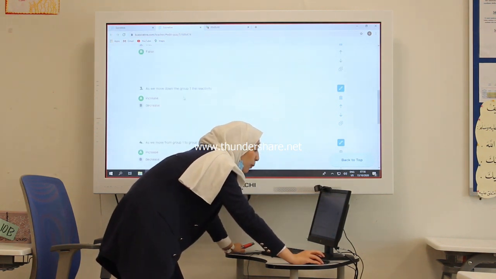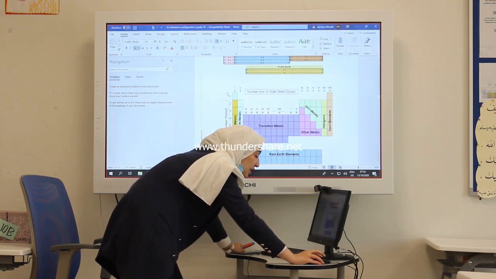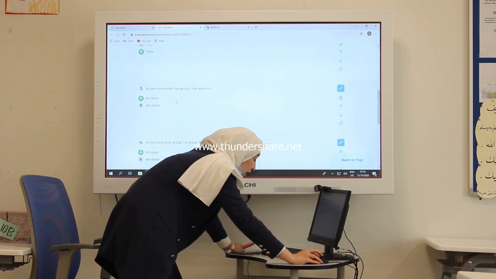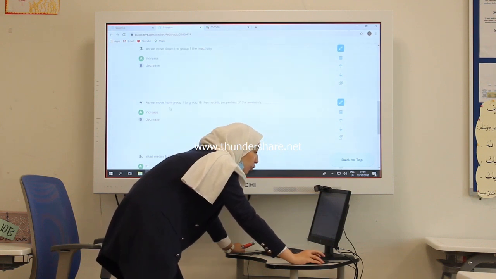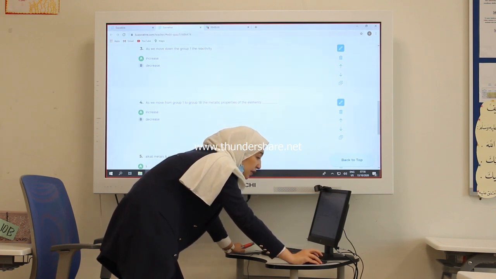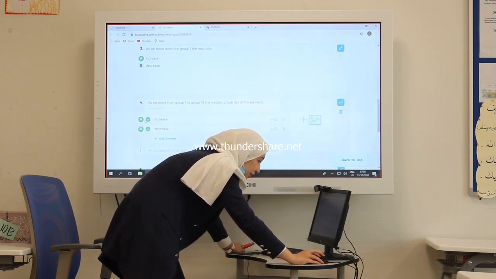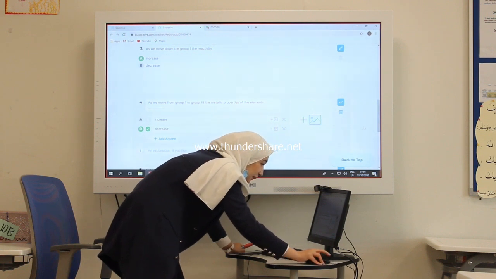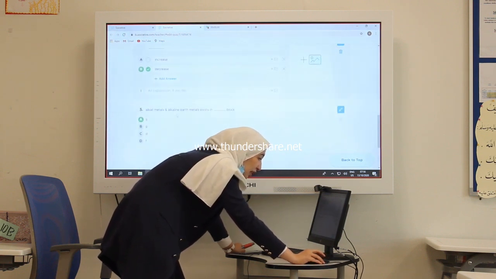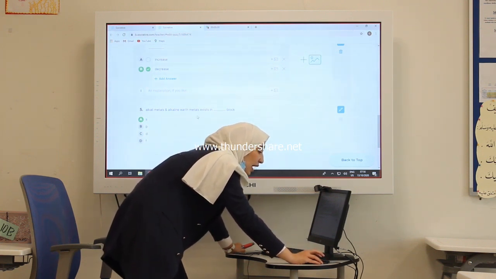Another one. As we move from group 1 to group 18, the metallic property of the elements increases or decreases? It is decrease. Yesterday you were told that when you move right, it is less. It decreases. Alkali metals and alkaline earth metals exist in the s block.